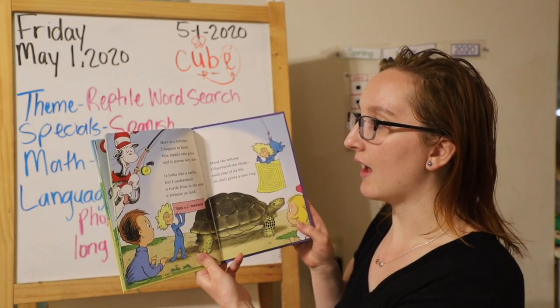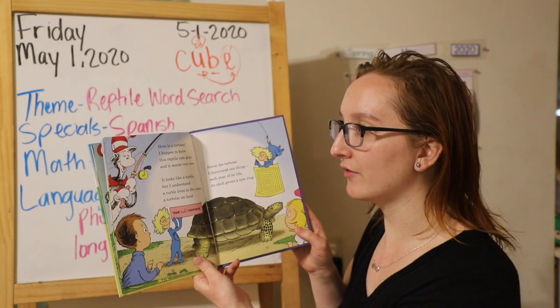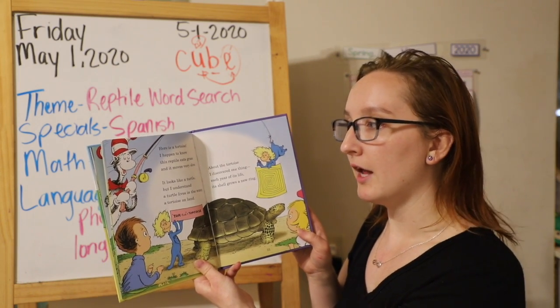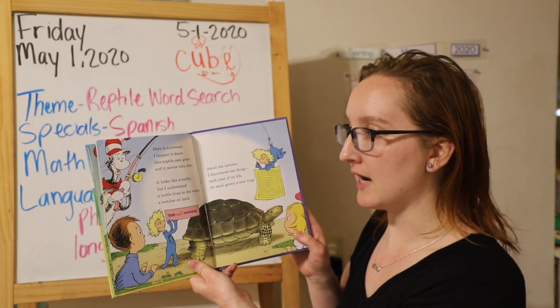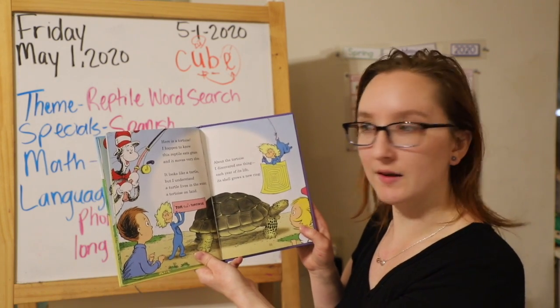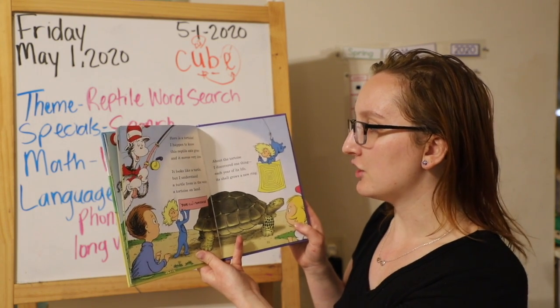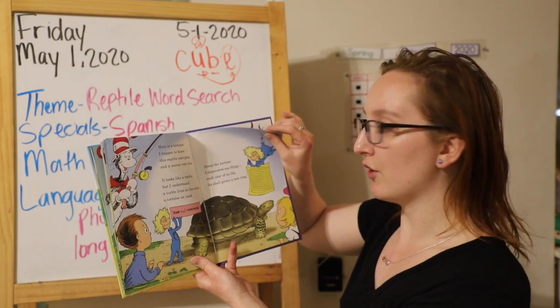Here is a tortoise. I happen to know this reptile eats grass, and it moves very slow. It looks like a turtle, but I understand a turtle lives in the water and a tortoise on land. About the tortoise, I discovered one thing. Each year of its life, its shell grows a new ring.